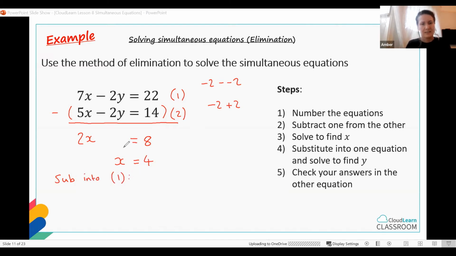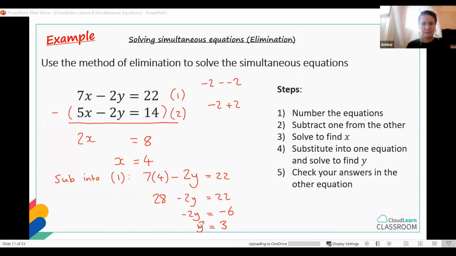So 7x, 7 times 4, minus 2y, don't know what y is yet, is equal to 22. 7 times 4 is 28. Minus 2y is equal to 22. And then 22 minus 28 is equal to minus 6. So now we've got minus 2y is equal to minus 6. So that means that y must be equal to 3.